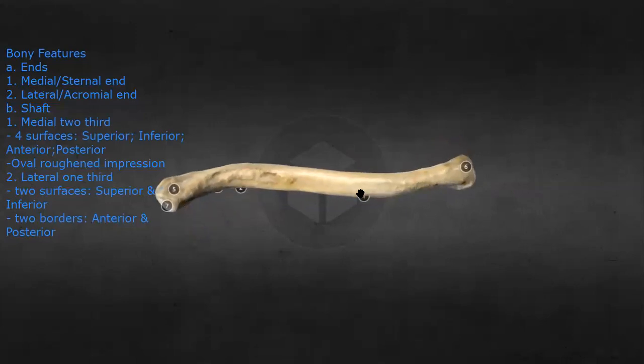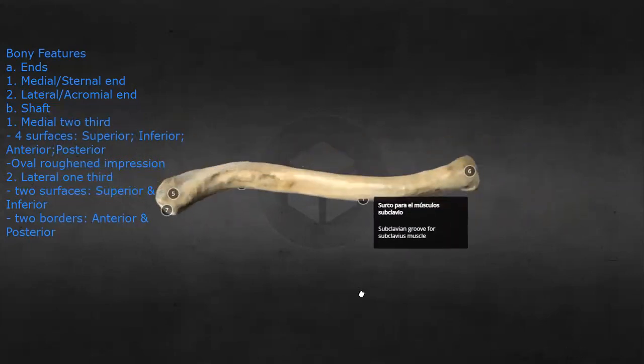Also, please notice the curves in the medial two-thirds and the lateral one-third. The convexity in the medial two-thirds is directed forwards or anteriorly, whereas in lateral one-third, the concavity faces forward. What are the different bony features or landmarks that are present on the medial two-thirds and lateral one-third of the shaft?